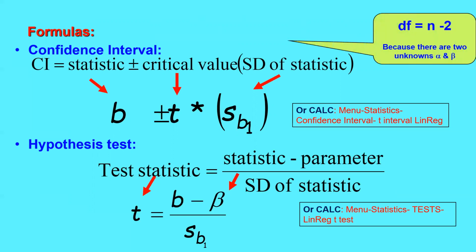Reminder, your degrees of freedom is n minus 2 because you have x and y variability. So again, these formulas are on your AP formula sheet. Just make sure to locate where they are.